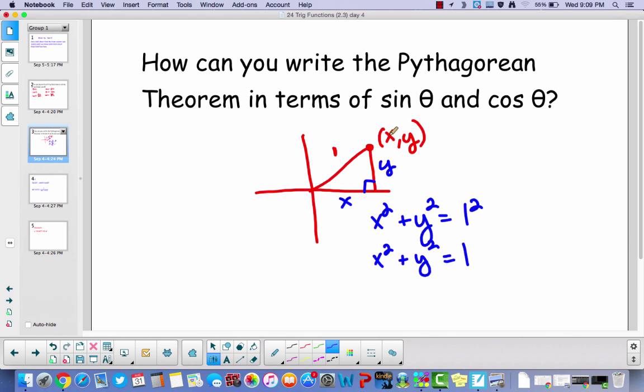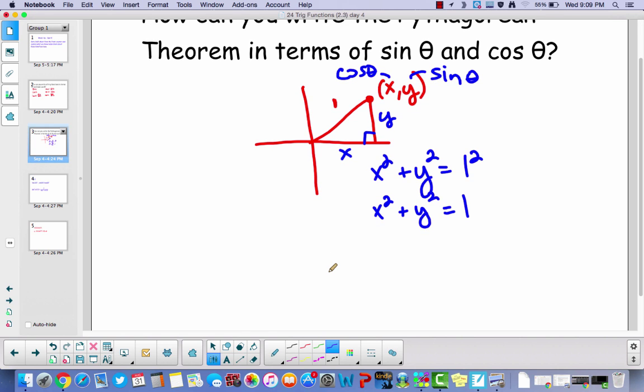But on a unit circle, what do we know that x is, and what do we know that y is? Right, x is the cosine of theta, and y is the sine of theta. So now think about it. If you haven't already done it, what could you do? All right, who would like to share? Right, x is cosine of theta, so x squared is cosine of theta squared. Y is sine of theta, so y squared is sine of theta squared.